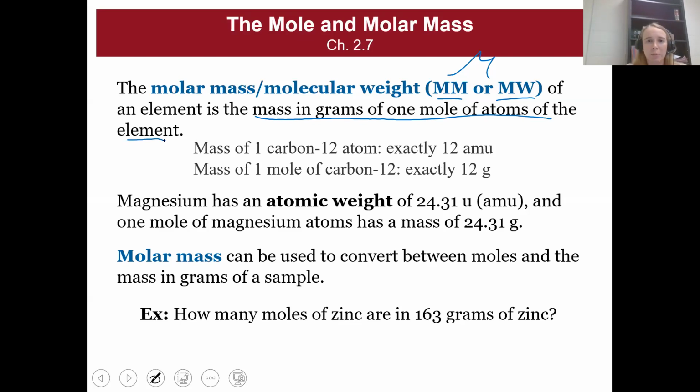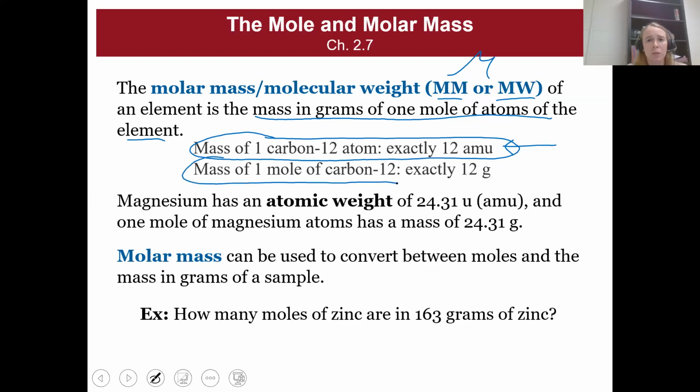And I'm going to show you what that means here. So we talk about atoms in atomic mass units. So one carbon atom, one carbon-12 atom to be specific, is exactly 12 atomic mass units. 1 mole of carbon-12 atoms, so a whole lot of carbon-12 atoms, weighs exactly 12 grams.